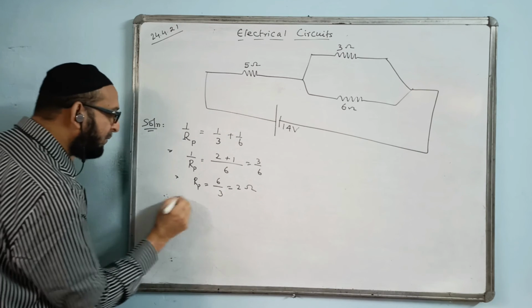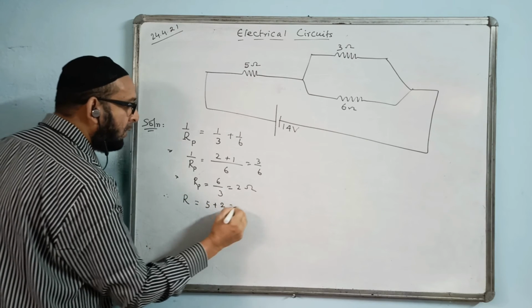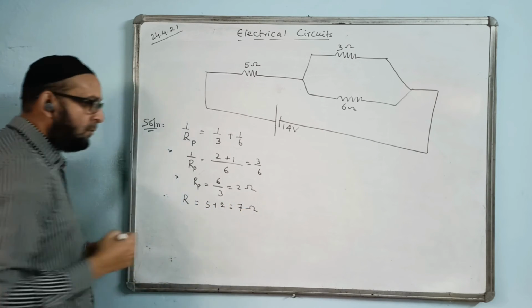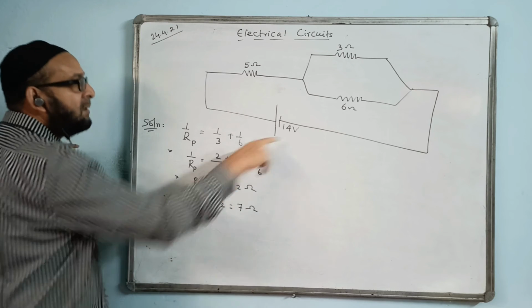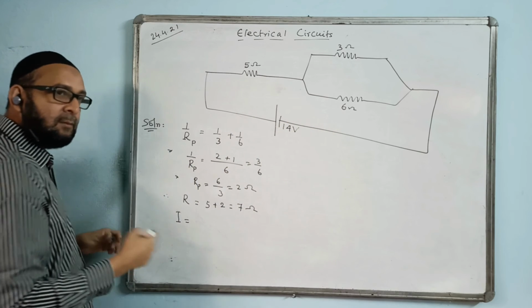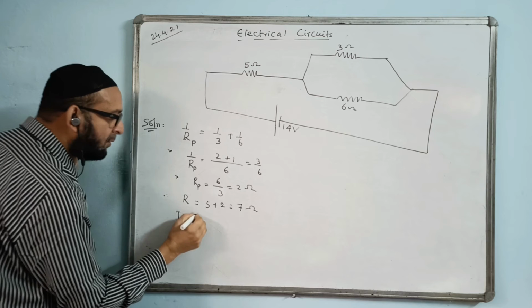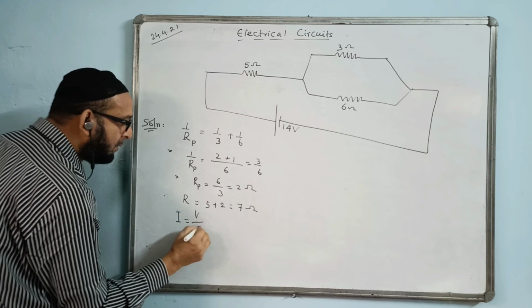Now we will find the total external resistance R, which is equal to 5 plus 2, so 7 ohm. So I will find the total current first. I is equal to, this can be EMF or this is voltage. Internal resistance is not there, so this is V by R we can do, or E by R is the same thing. So I equals V by R.